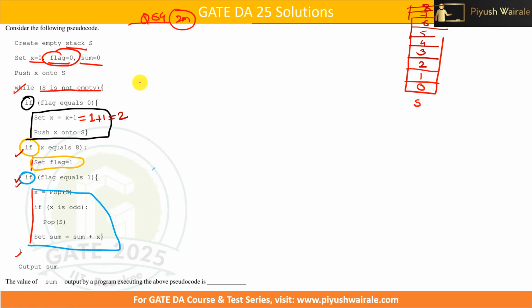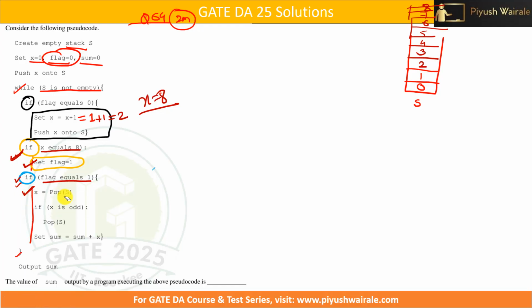Now the moment x equals 8 and we have added 8 into the stack, so push x onto S, what is happening here? Now this if statement is becoming true. x equals 8, yes, that is true. Then we have to set flag equals 1. Now the value of flag is set to 1. Now again we are checking if flag equals 1. Yes, that is true, and then we are going to execute this particular thing here.